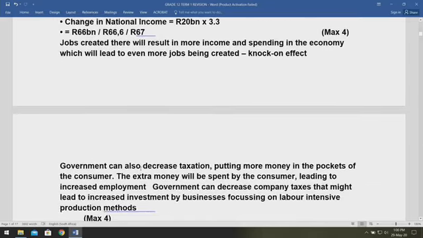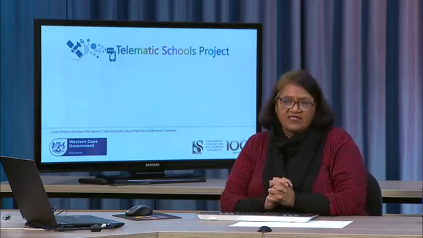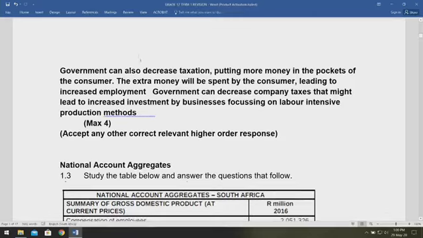Jobs will be created, right? Because as more income is being earned in the economy, people are willing to spend more. So the more people spend, there's a greater demand for goods and services, so businesses will have to supply more, and as a result, they then have to employ more people in order to increase that supply, right? Another part that can take place is that government can also decrease taxation, right?